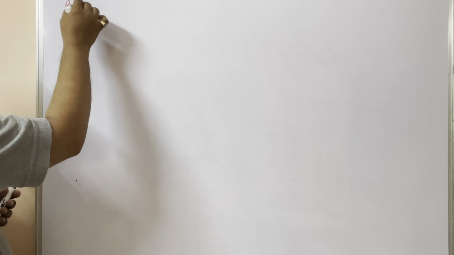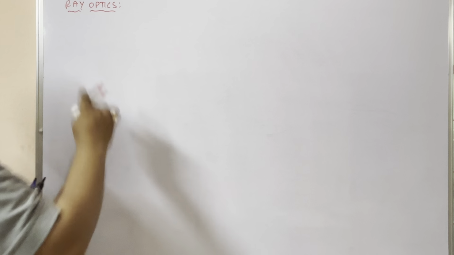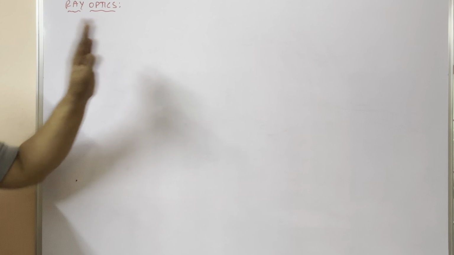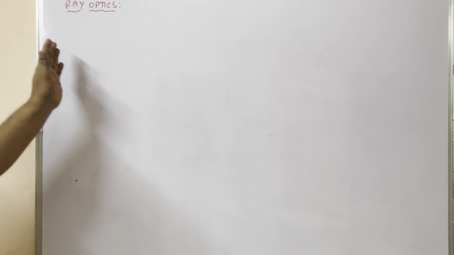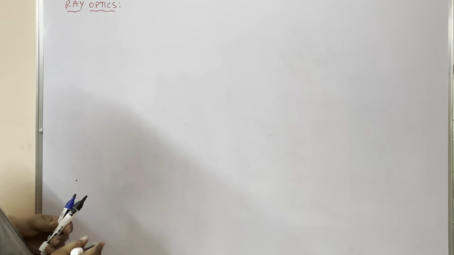From this class onwards, we will discuss ray optics. Optics will be divided into two types: ray optics and wave optics. In this entire optics, we are going to discuss only rays. Light will be traveling in the form of rays. The rectilinear path followed by light particles, we are going to call a ray of light.